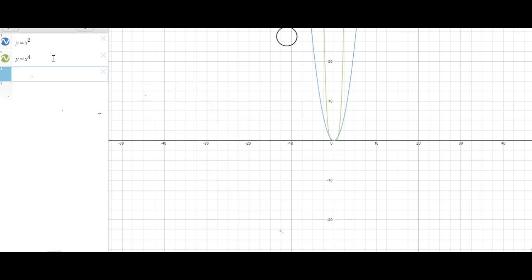So the maximum number of turning points is one less than the degree, right? So if it's degree 4, it can turn 3 times. It can't turn 4 times, because it would be heading back down, right? If it turned 4 times, it would go 1, 2, 3, 4, and then it's heading down, it can't do that. That would be a fifth degree. So the maximum number of turning points is one less than the degree.